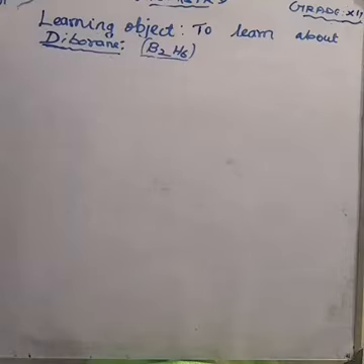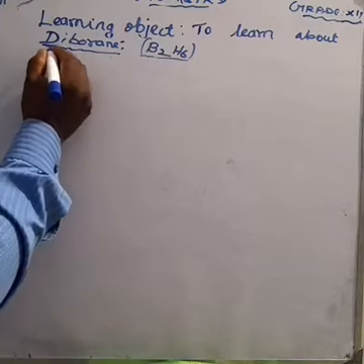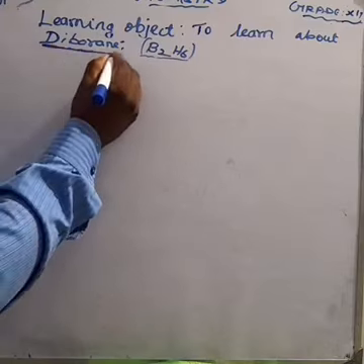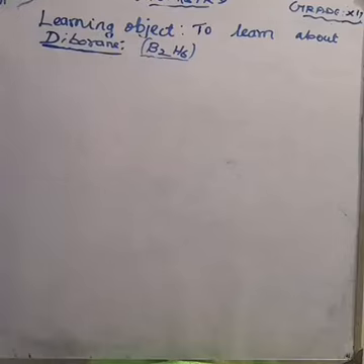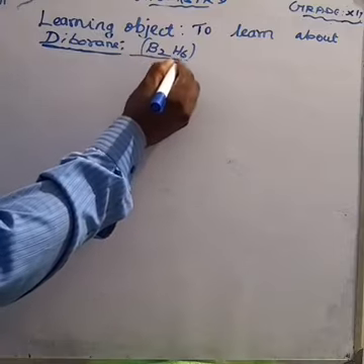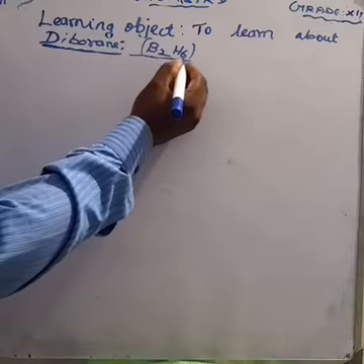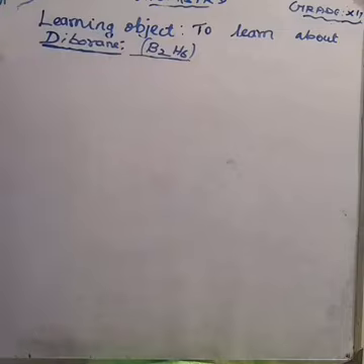Today we can discuss diborane. What is the formula of diborane? That is B2H6: B2, having 2 boron atoms, and hydrogen having 6. Okay, diborane. How can diborane be prepared?